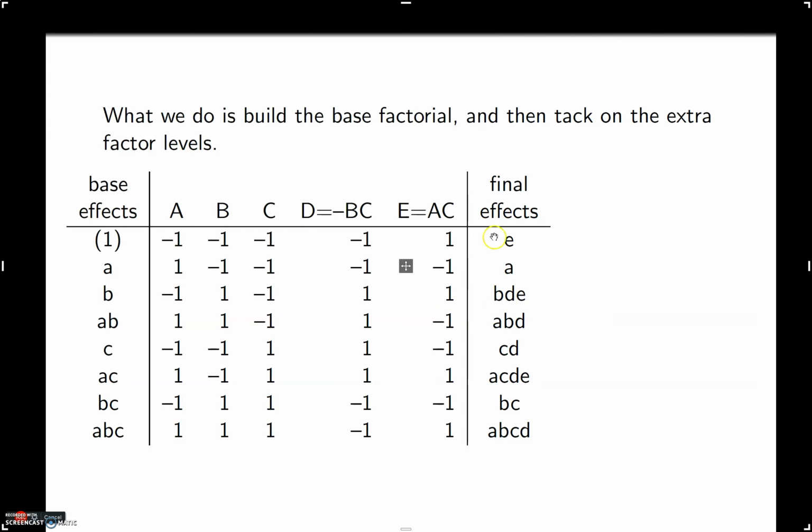This is tacking on extra levels. So let's look at C, we get D tacked on. When we look at AB, we get D tacked on. D and E are commonly tacked on, because they are the terms generated by our base factorial. So make sure you understand where that comes from.